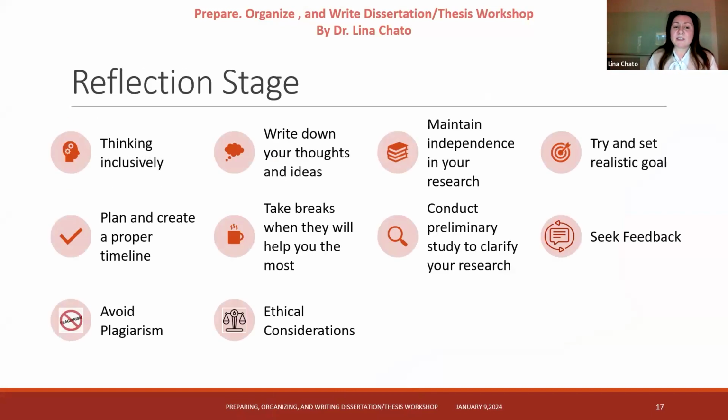In the reflection stage, before you start your project, you need to think inclusively, write down your ideas and thoughts, maintain independence in your research, and try to set realistic goals, not very complex, not very simple. Also, planning a proper timeline is actually very important, because it helps you track your progress. That is number 1, and number 2, it also shows your achievements.